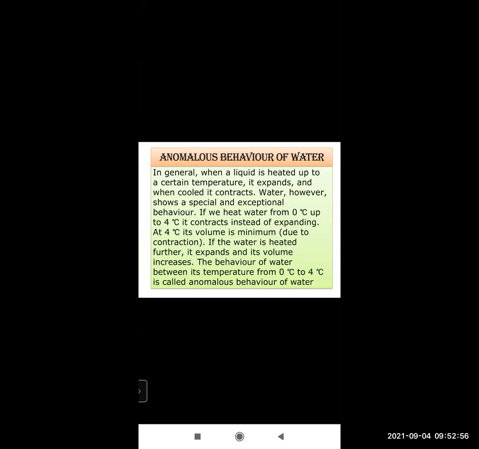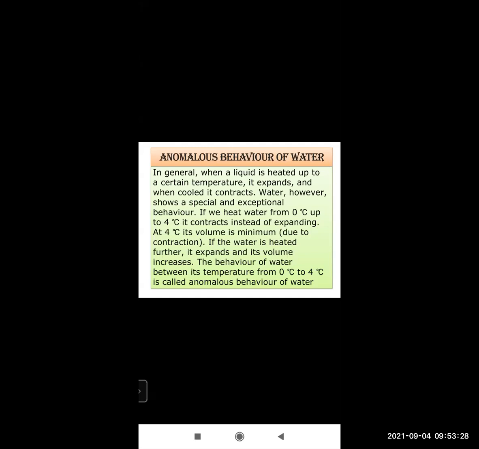anomalous behavior of water. In general, when a liquid is heated up to a certain temperature, it expands, and when cooled, it contracts. Remember this. What is given when a liquid is heated up to a certain temperature? So we have seen some of the activities, that what happens when ice is turned into a liquid, and up to a certain point the temperature does not rise. So when liquid is heated up to a certain temperature, it expands, and when it is cooled, it contracts.